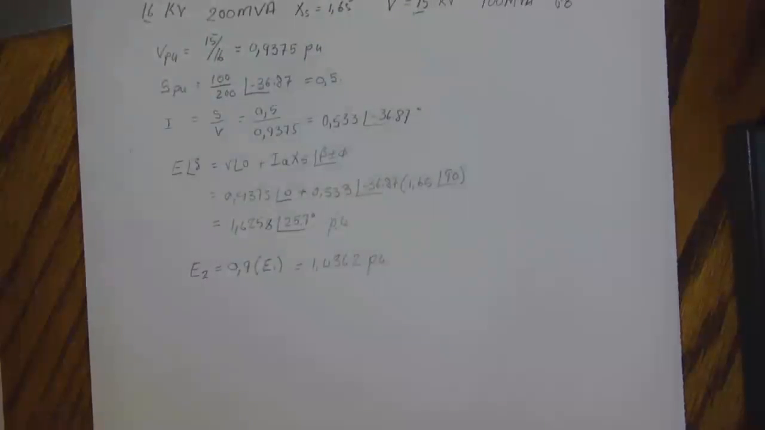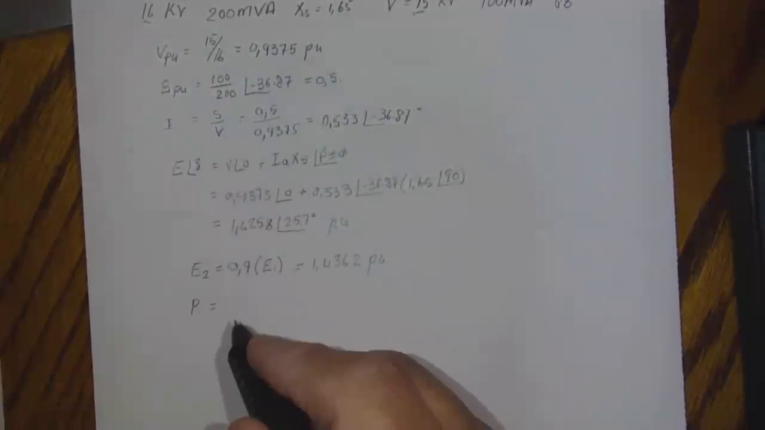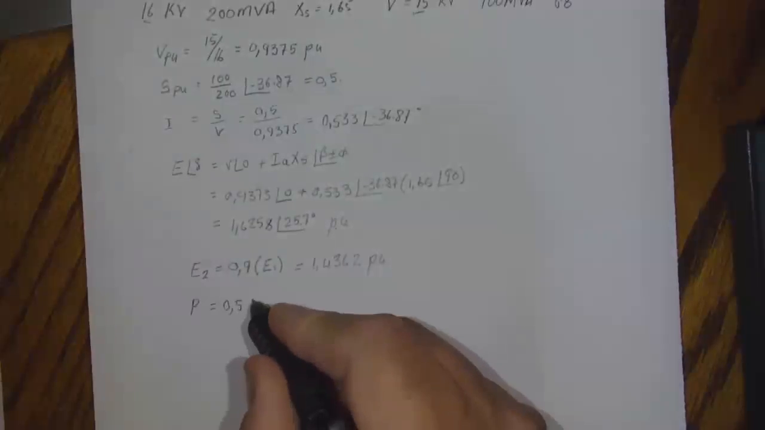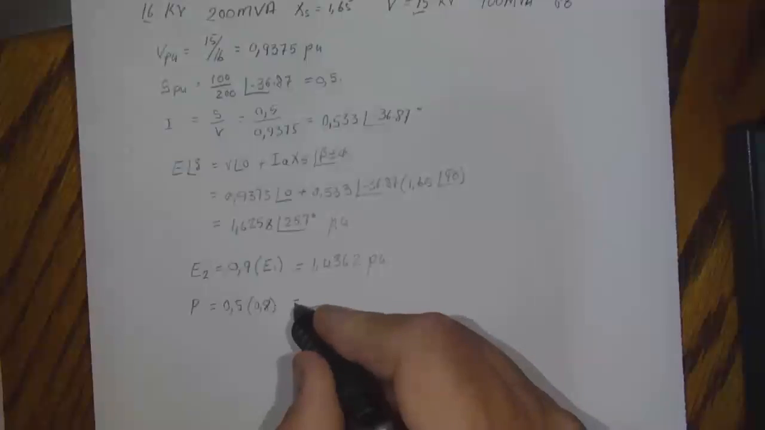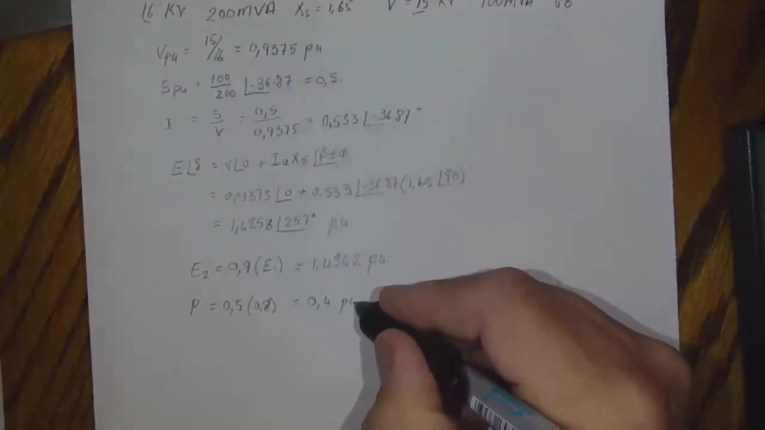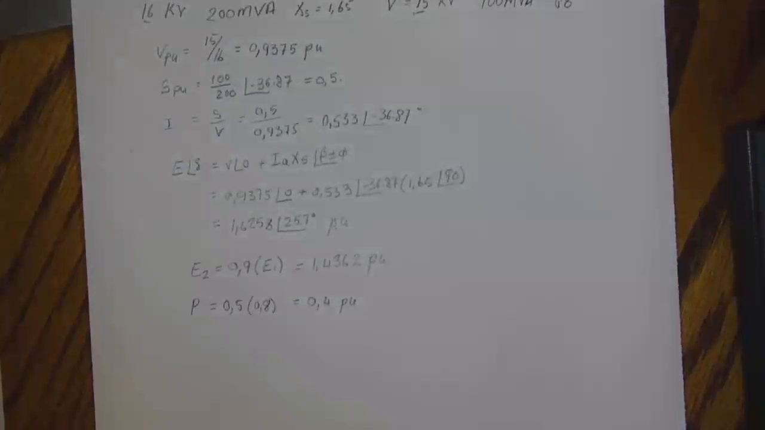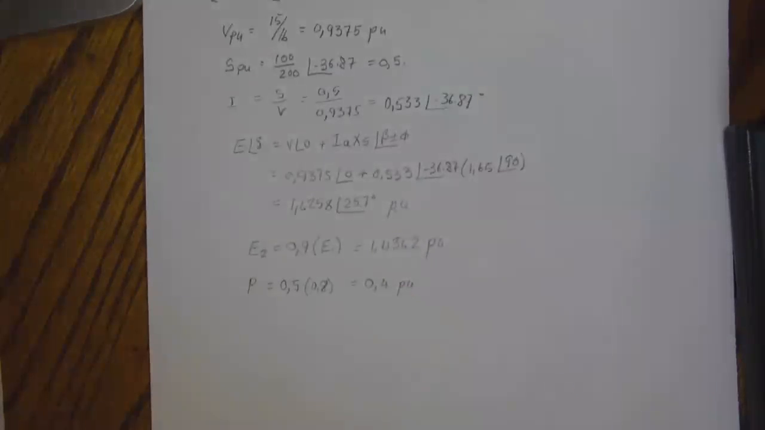Okay, the power being the same, then we have, remember, it will be 0.5 times 0.8. That'll give us 0.4 per unit. That 0.8, is it? Yeah, that's the power factor. Yes, because P is S cos phi. Yeah, yes, I remember that part. Okay.